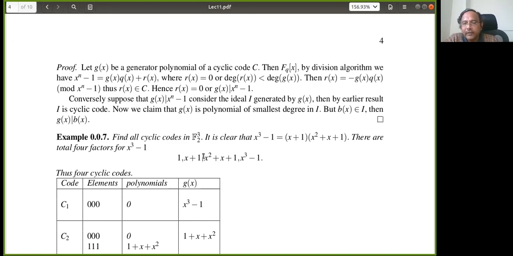For example, in R of x, x square plus 1 does not have a root. Why is it irreducible in R of x, real numbers? Because it does not have a root. If it has a root, then it is written as a product of two linear polynomials. That is the thing. I will not go into that.